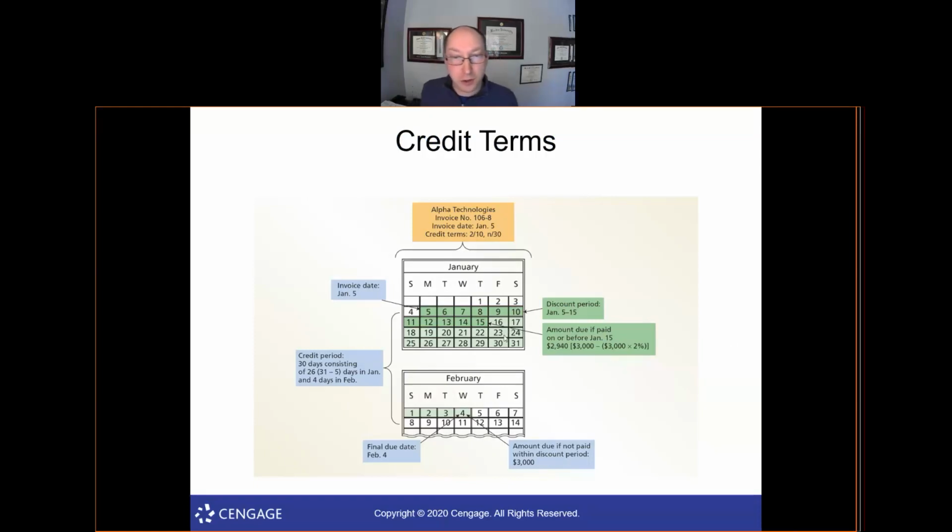Now, looking at those credit terms a little bit further. So the invoice date was January 5th. The discount period is from January 5th to January 15th. That's 10 days. So if the customer pays within that first 10 days, they get a 2% discount. How do they compute the 2% discount? Well, it's 2% times 3,000. So it'll be 3,000 minus that amount. Gets 2,940 is the amount that they would pay if they were to pay within that first 10 days.